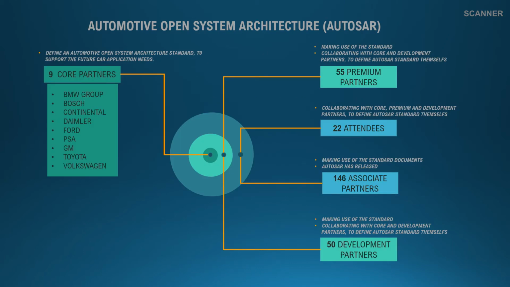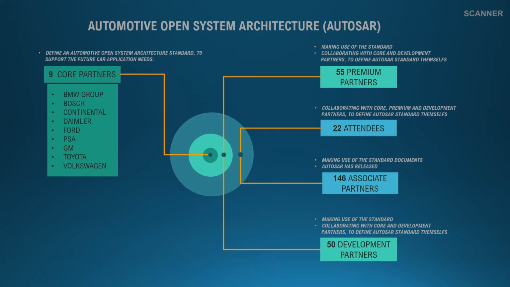The AUTOSAR Consortium defined 5 different types of partnership. Each partner is assigned appropriate rights and duties. There are 9 core partners, and these partners work together to define the new standards that support future car application needs. Here we list the different types of partners and their rights and duties. However, we are not explaining this, as the information is easily understandable and straightforward. You can go through this slide to understand the different rights and duties.